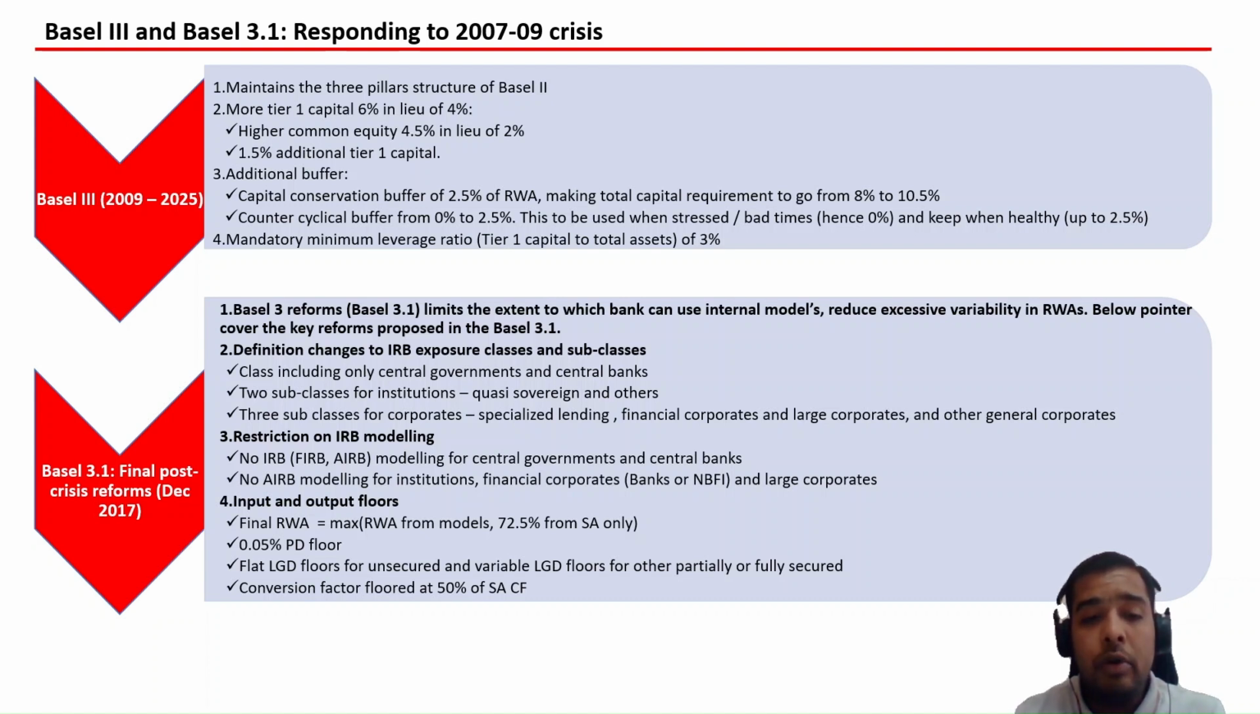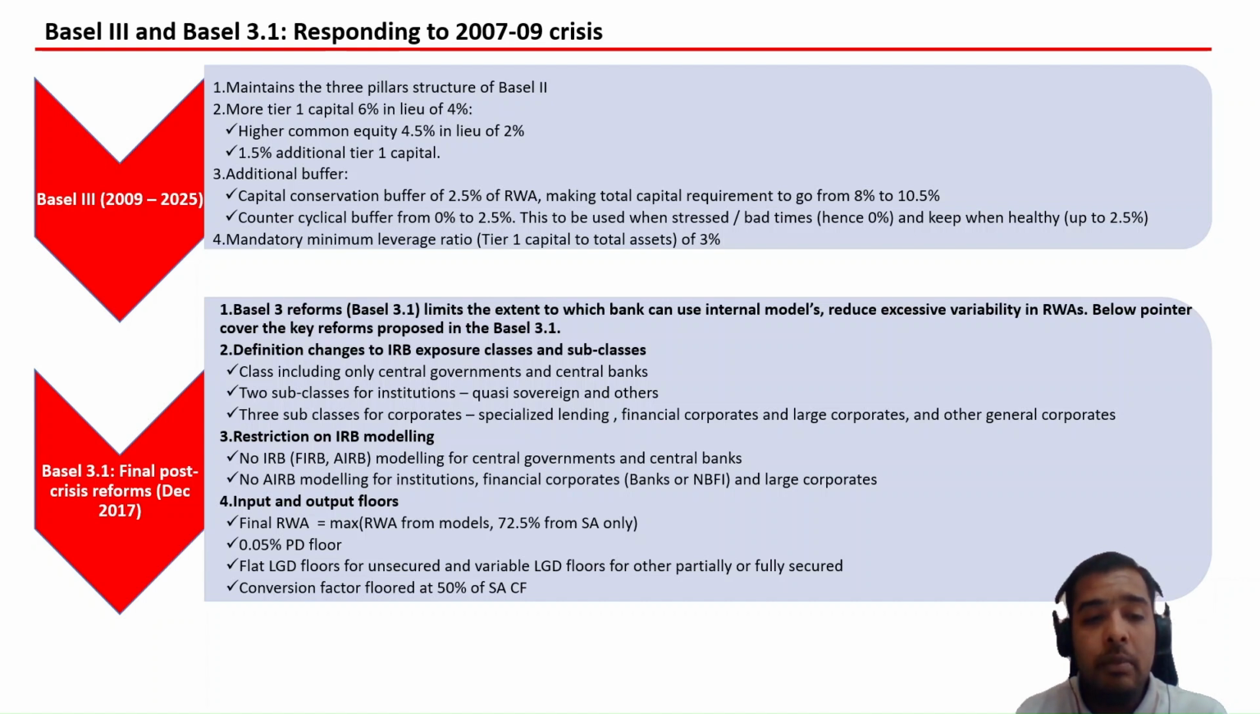Banks cannot use IRB modeling for central government and central bank. Banks can only use the standardized approach for calculating the RW and the capital requirement. Also, banks cannot use AIRB modeling for institutions, financial corporate and large corporate. Only the FIRB approach is recommended for institutions, financial corporate and large corporate. So these are the restrictions on IRB modeling.